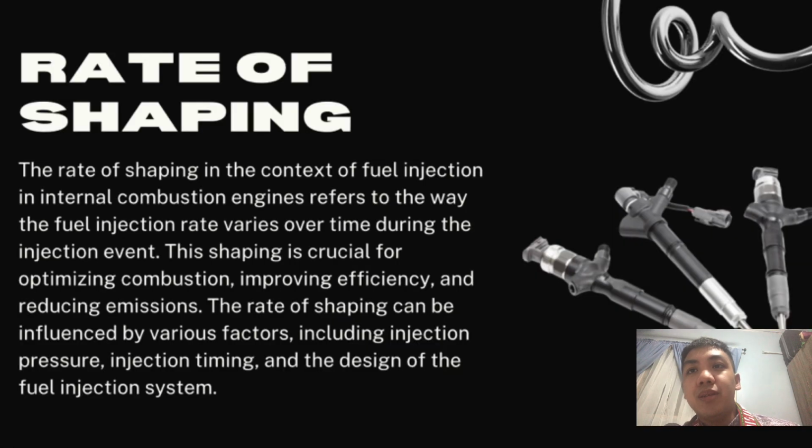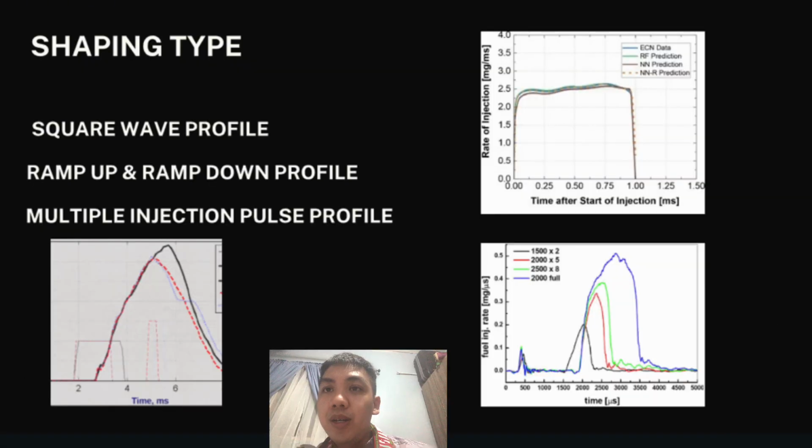Rate shaping, in the context of fuel injection in an internal combustion engine, refers to the fuel injection rate varying over time. The shaping is crucial for optimizing combustion, improving efficiency, and reducing emissions. Rate shaping can be influenced by various factors including injection pressure, injection timing, and the design of the fuel injection system.